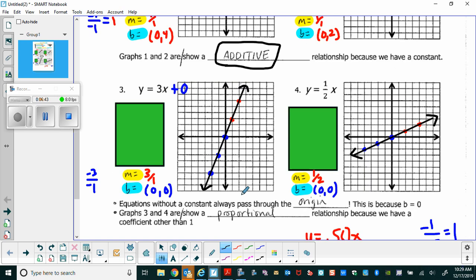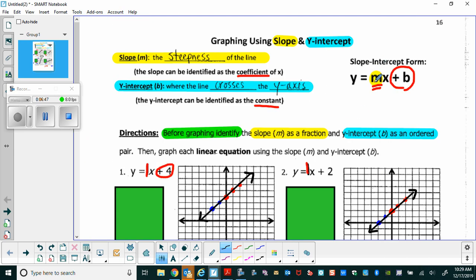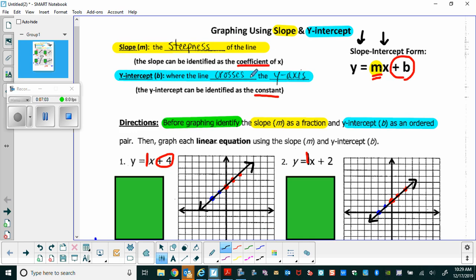All right? So the purpose of this video was to go through and to teach you how to identify from an equation that's in this form 2 things. You want to identify the slope and the y-intercept. That's why it's called slope-intercept form. So your coefficient here, that's going to be your slope. And this constant is the y-intercept where the line crosses the y-axis, and this is written as an ordered pair.